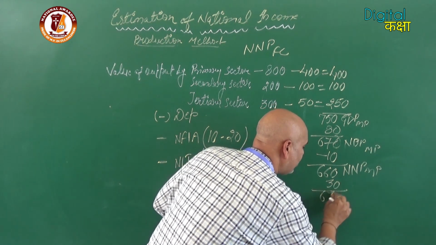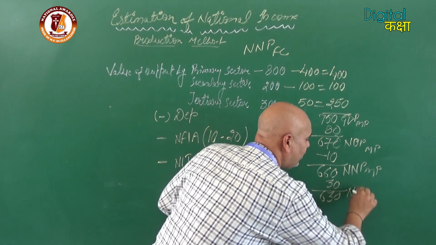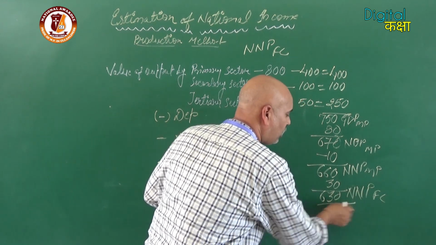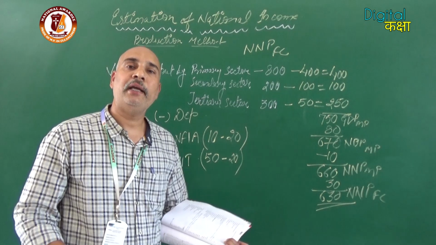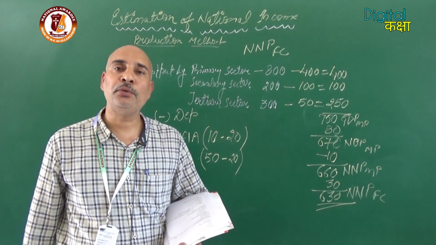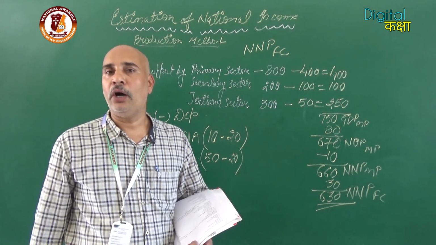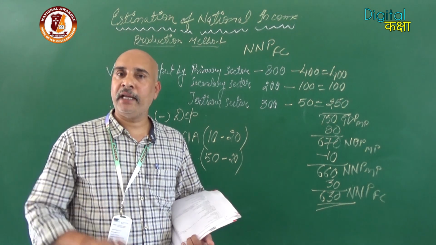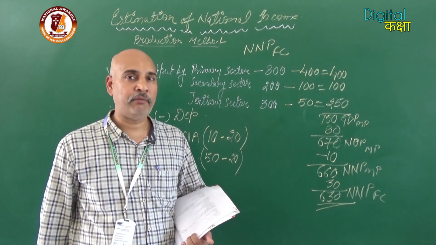Now we will have 630 as NNP FC. So that is your national income. In this way, we can calculate national income by using the production method, output method, or we can say the value added method. Now we will take another example to clarify.